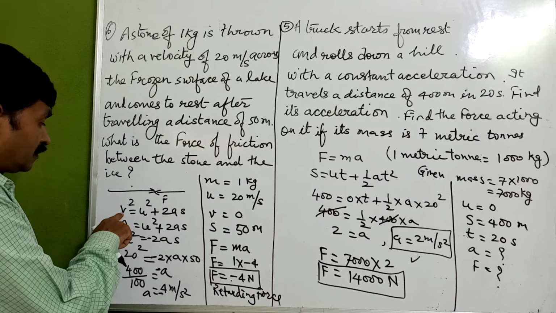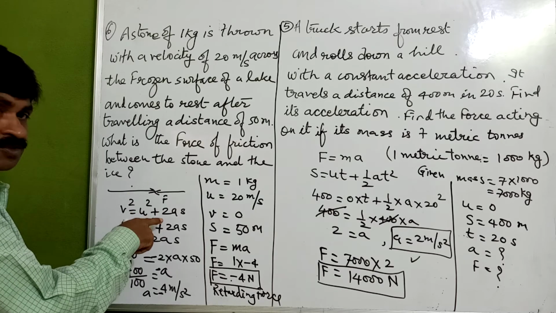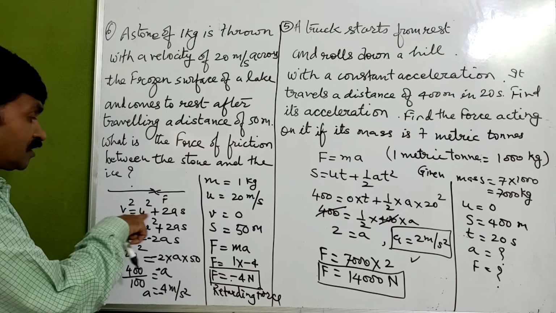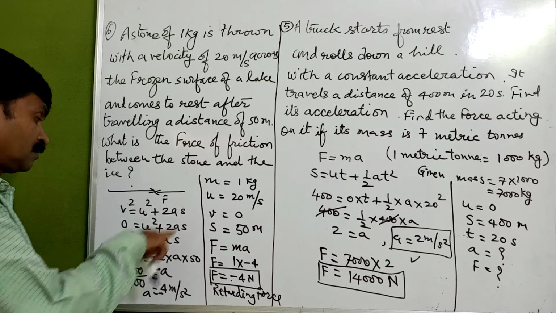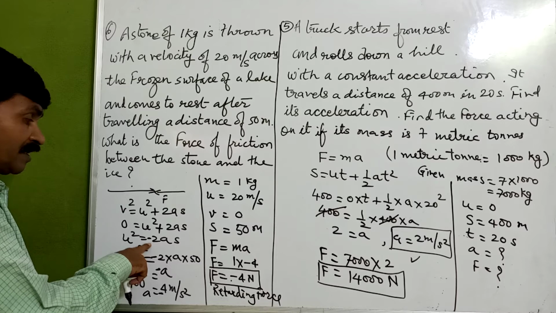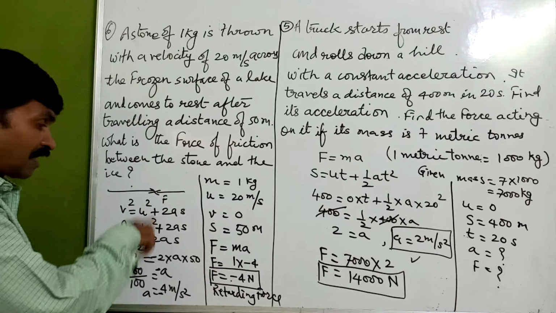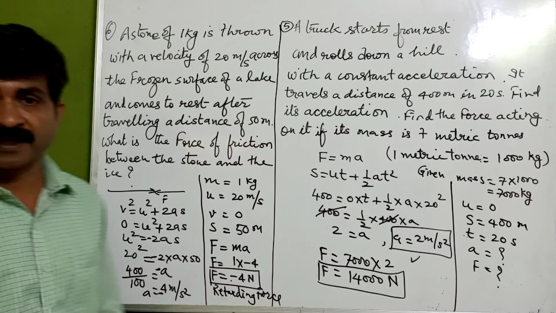Here it is v square minus u square plus 2as. I forgot to write it in this way, so I have written v square is equal to u square plus 2as. Now we will put it, so it will have a minus sign. It must be kept in mind.